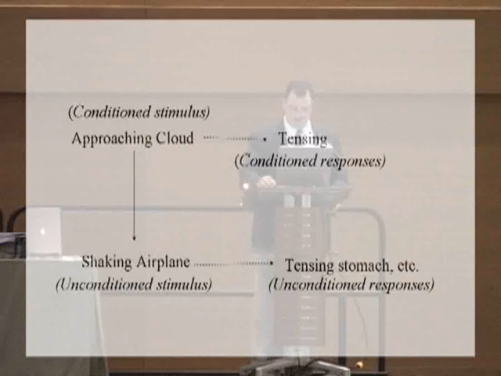And that's an example of Pavlovian conditioning, or what some people call respondent conditioning, or classical conditioning. You probably know the drill here. You have a shaking airplane. This causes you to tense your stomach. Various behavioral reactions occur. Those are the unconditioned responses. The shaking of the plane is the unconditioned stimulus. The approaching cloud becomes paired with the shaking of the airplane, and leads to tensing on its own. And of course, the tensing now elicited by the approaching cloud, we give the name a conditioned response. And the approaching cloud itself is called a conditioned stimulus.